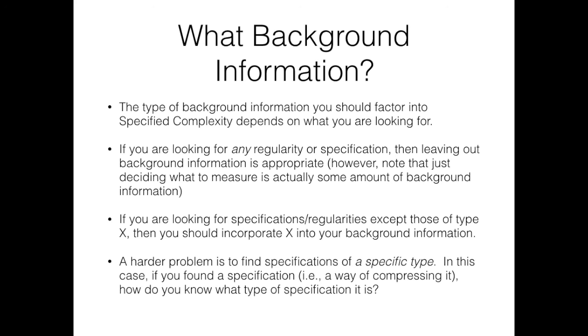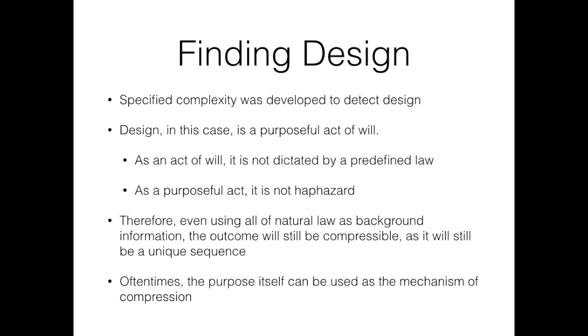A harder problem is to find specifications of a specific type. In this case, if you found a specification, which is merely to say a way of compressing the sequence, how do you know what type of specification it is? Well, in intelligent design, the type of specification we're looking for is a design pattern. We're looking for something that indicates that the sequence was the result of design.